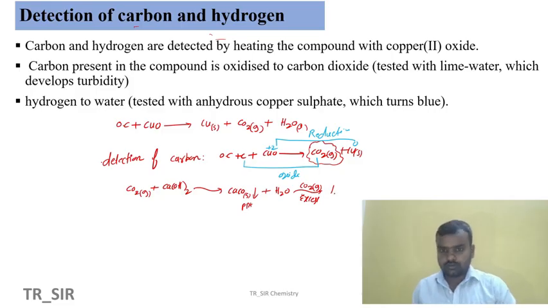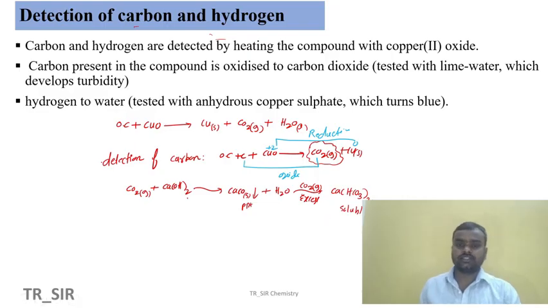A soluble complex will form: calcium HCO3 twice. This is a soluble complex, called calcium bicarbonate. So the solution turns milky, a kind of milky color will be present. That confirms the detection. So with carbon dioxide, first a white precipitate will form, then when you pass excess, it turns into a milky color.